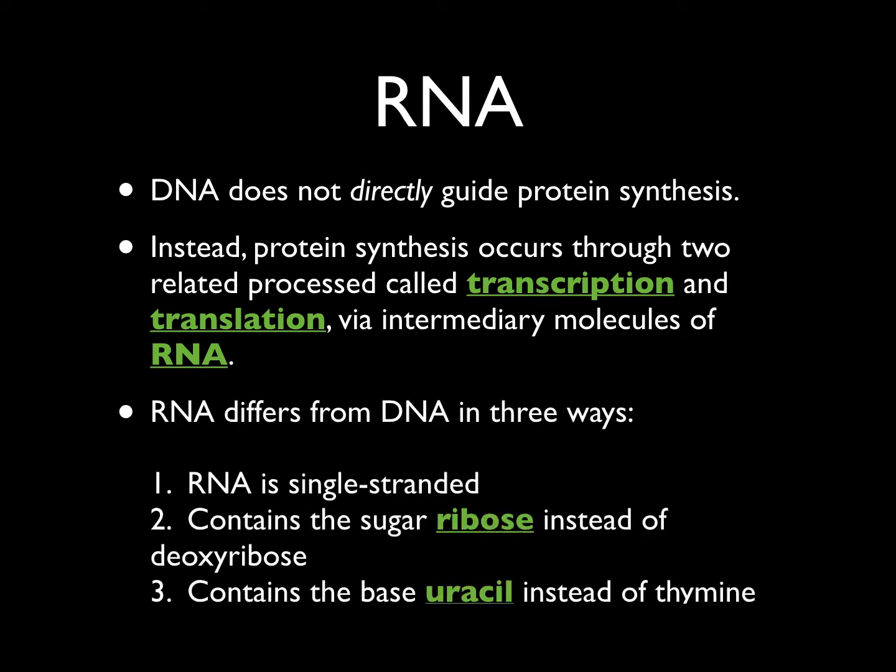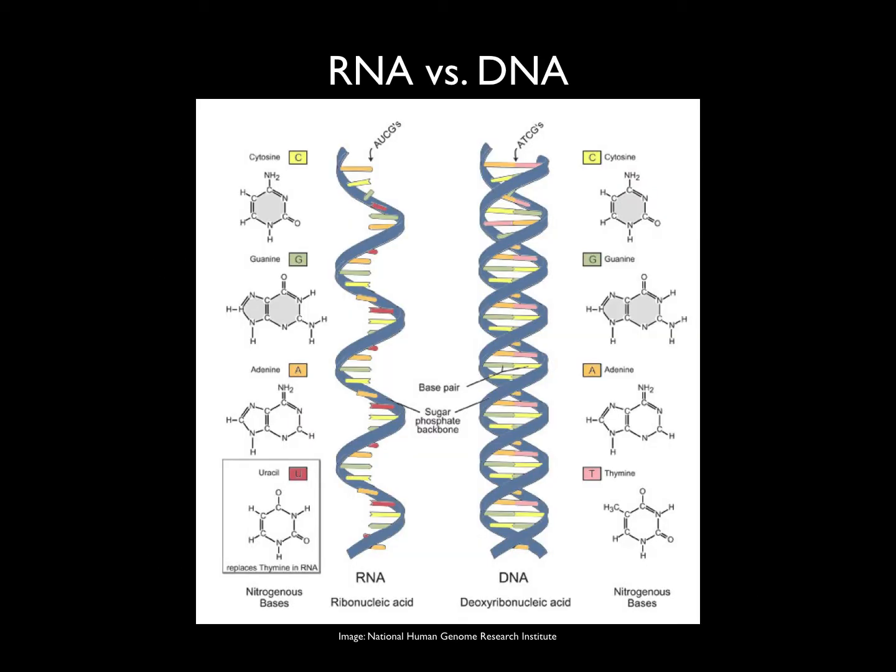Now, RNA differs from DNA in three main ways. RNA is single-stranded, it contains the sugar ribose instead of deoxyribose, and it contains the base uracil instead of thymine. Let's take a closer look at RNA compared to DNA. In the figure, notice that RNA is on the left and DNA is on the right. The first thing that should immediately stick out is the single strand that comprises RNA. Also notice here at the arrow, the nitrogenous base uracil. RNA does not contain thymine. So everywhere we would expect to see a T for thymine in RNA, we find a U for uracil. Notice also that uracil, like cytosine and thymine, is a pyrimidine.